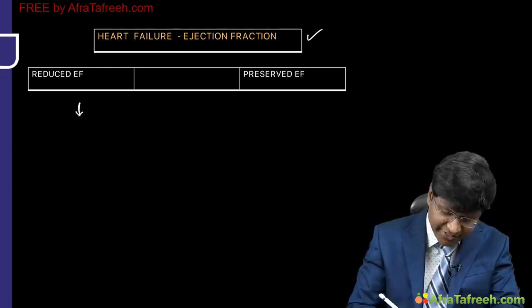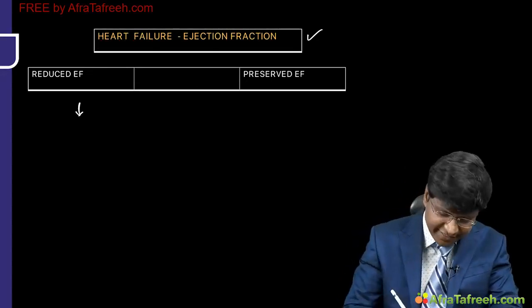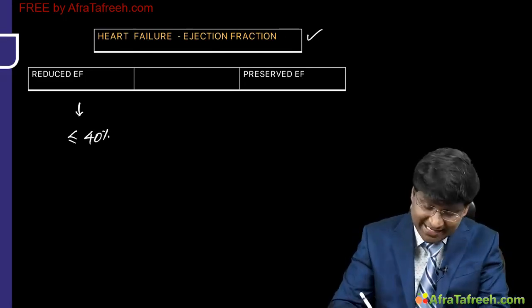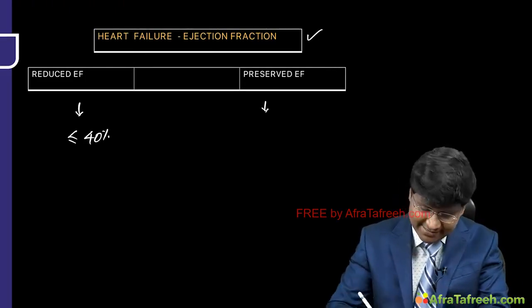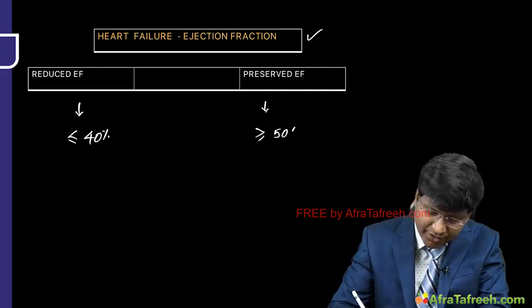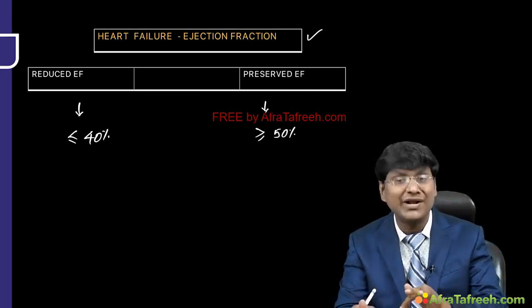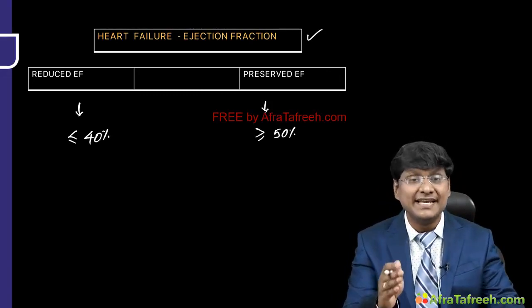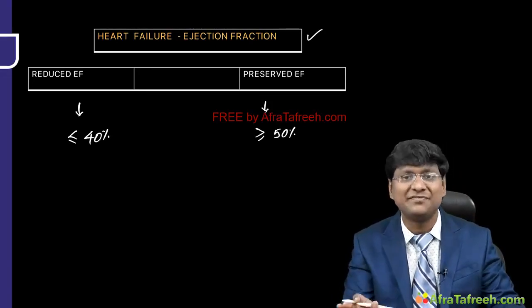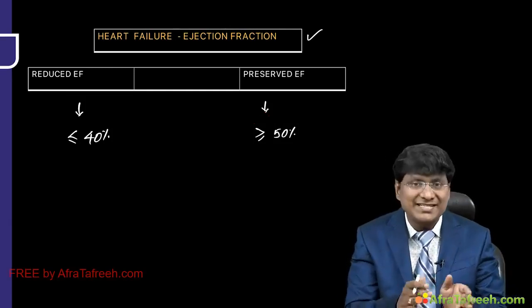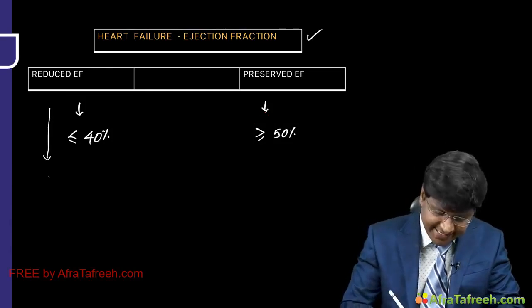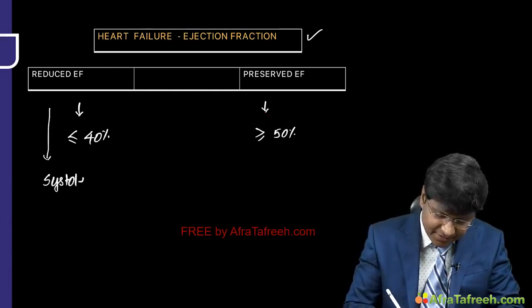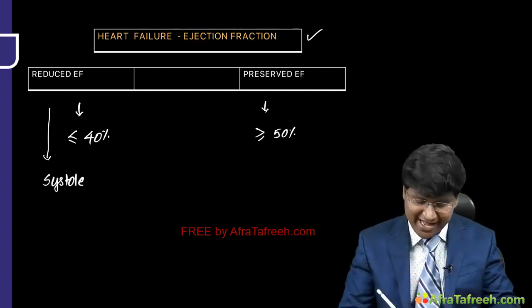So heart failure with reduced ejection fraction is where the ejection fraction of the individual is less than or equal to 40%, whereas heart failure with preserved ejection fraction is where the ejection fraction is more than or equal to 50%. More than or equal to 50%, we consider as near normal or preserved ejection fraction. Now with reduced ejection fraction, what exactly happens in the heart? There is a reduction in the systole. So it is systolic heart failure.